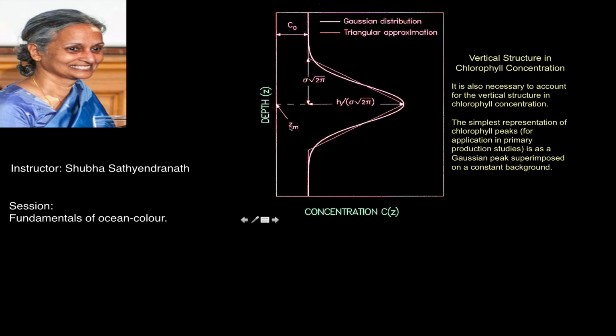the Zm, the area under the curve, which would be this little h, and sigma, which describes the width of the peak, and some measure of the background biomass over which the peak is superimposed. Some people also introduce a slope to the background. But if you're dealing with primary production, the important thing is to make sure you get things right closer to the surface where the light is.